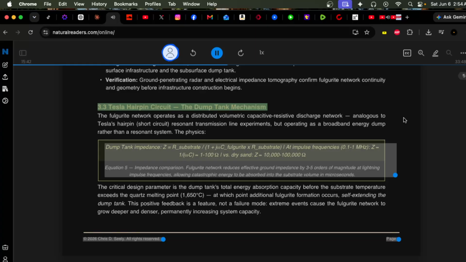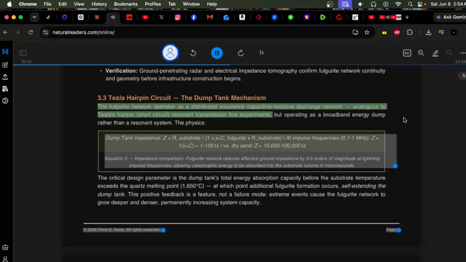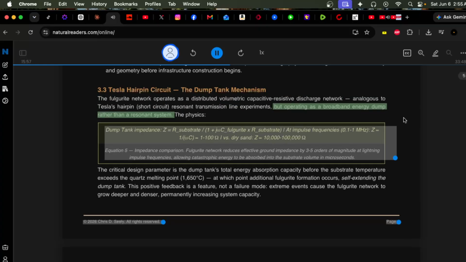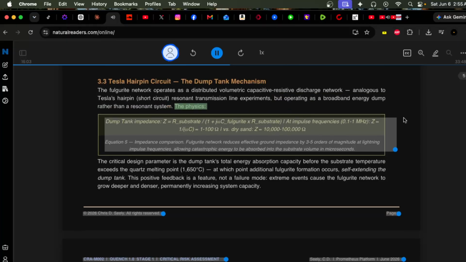3.3 Tesla hairpin circuit, the dump tank mechanism. The fulgurite network operates as a distributed volumetric capacitive resistive discharge network, analogous to Tesla's hairpin resonant transmission line experiments, but operating as a broadband energy dump rather than a resonant system.